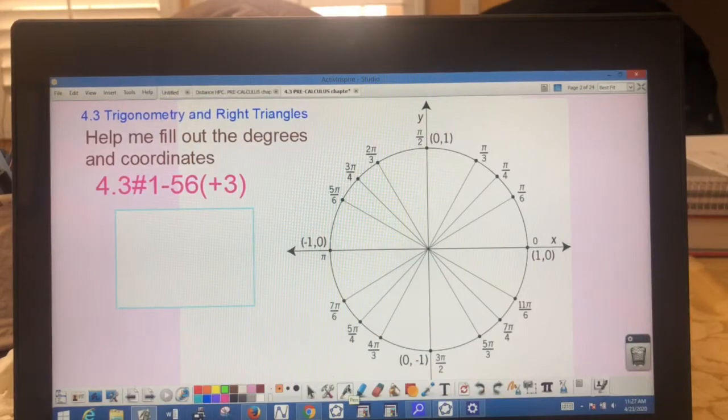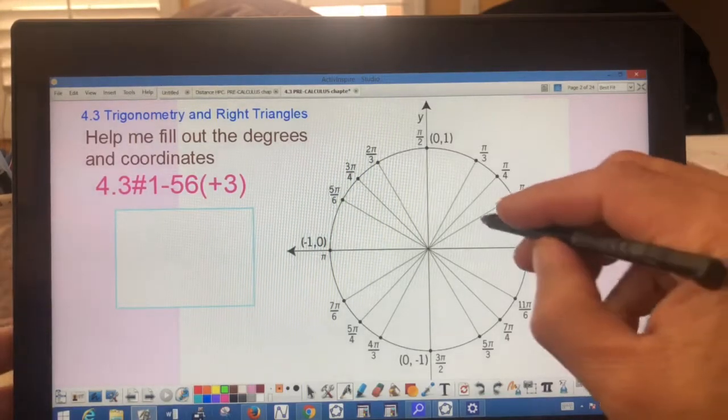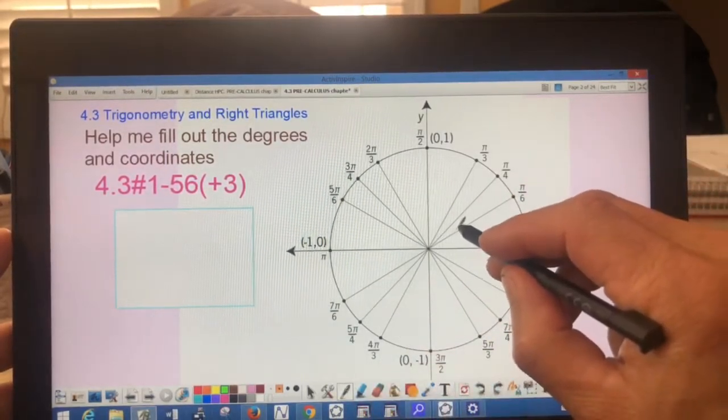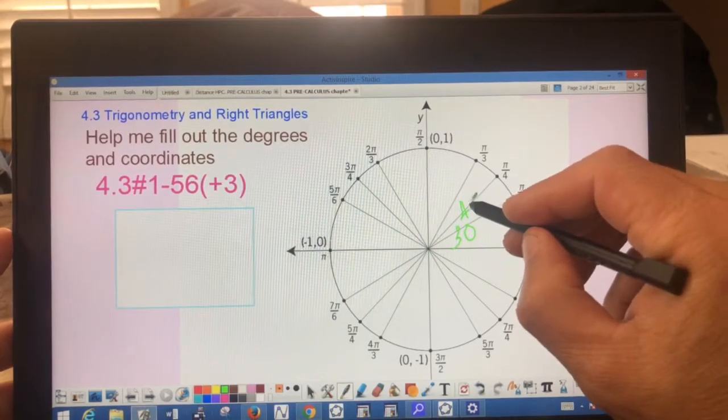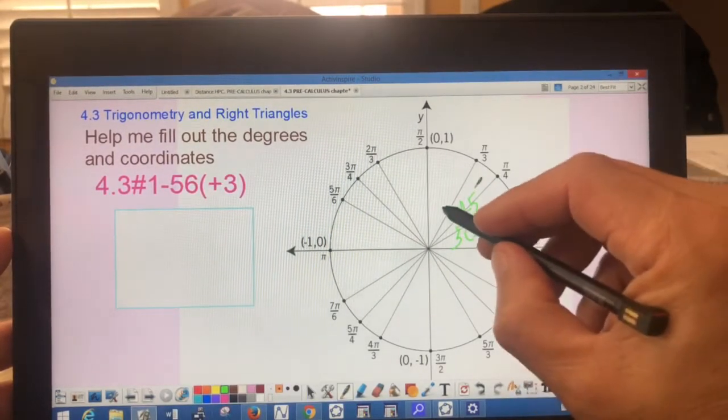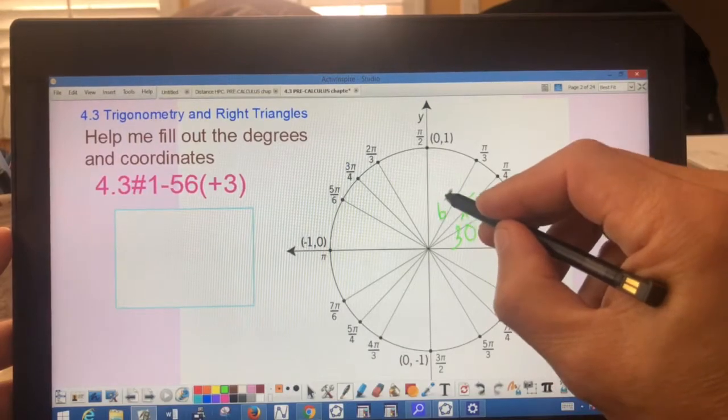Now, unit circle, you guys have to remember just the basic angles. Those are pi over 6, pi over 4, pi over 3, and pi over 2. And in degrees, pi over 6 is the same thing as 30 degrees, so I'm going to mark here 30. And then pi over 4 is the same as 45 degrees, and pi over 3 is 60 degrees.